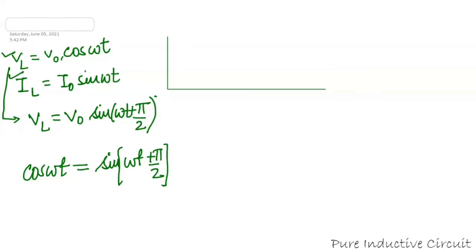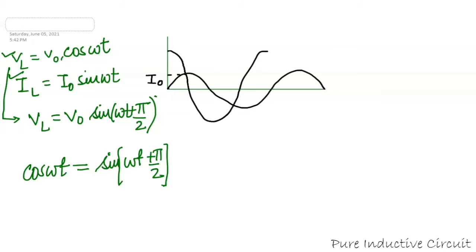So let's draw the graph of IL. IL is a simple sine curve with maximum value I naught. And VL is a cosine graph with maximum value V naught. It will come like this, you can understand. So the maximum value is V naught.